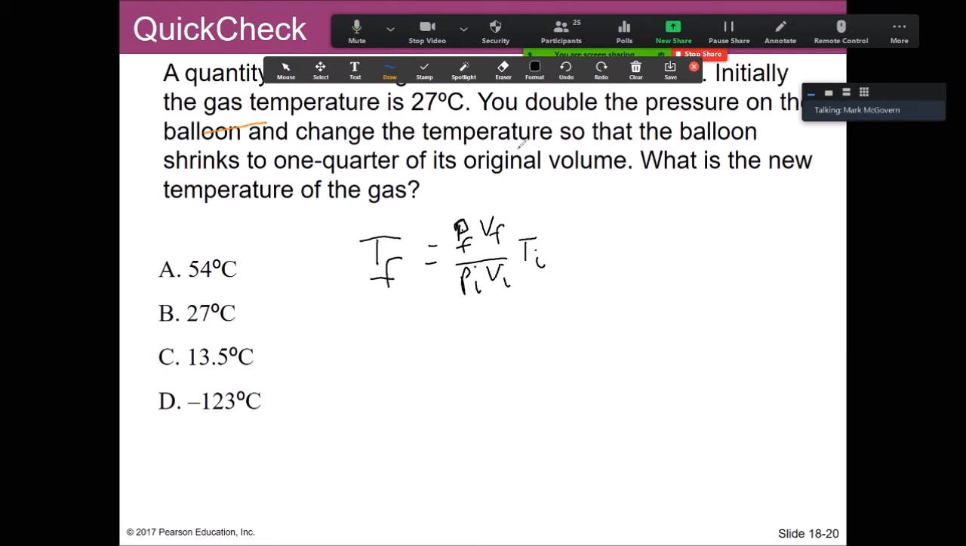So let's see here. We're going to double the pressure of the balloon. We're going to change the temperature so the balloon shrinks to 1/4 of its volume. So what am I doing here? Look, here's what's happening. T final. I'm going to double the pressure, so there's a factor of 2 for this ratio of pressure. And we're going to shrink to 1/4 of the volume, so the ratio for volume is going to go to 1/4. And so we can see here the temperature will drop by a factor of 2. So we end up with this relationship here.